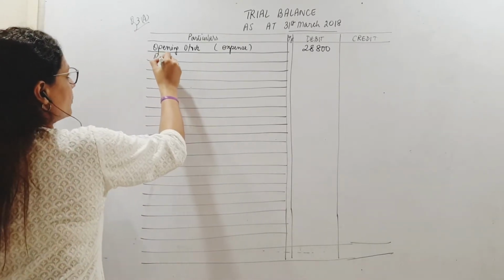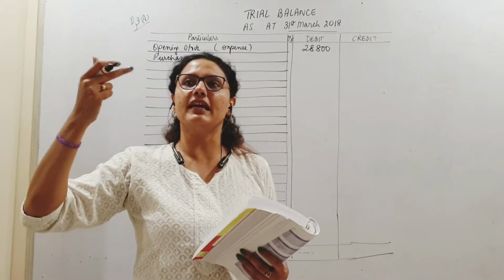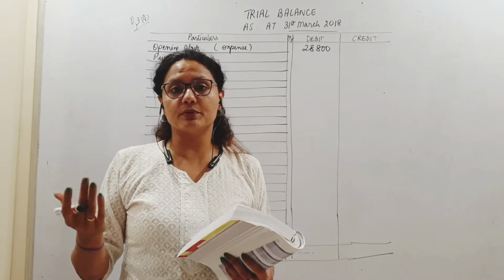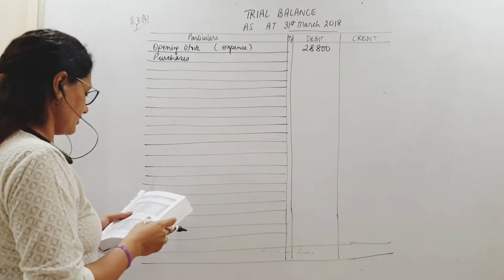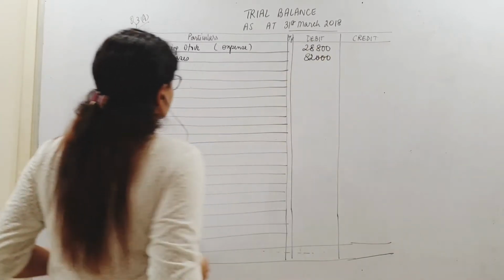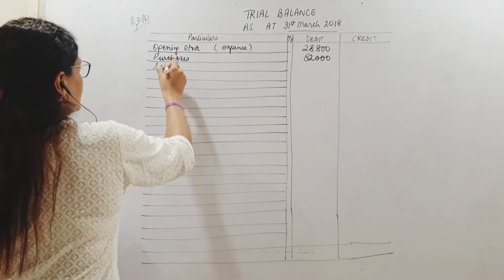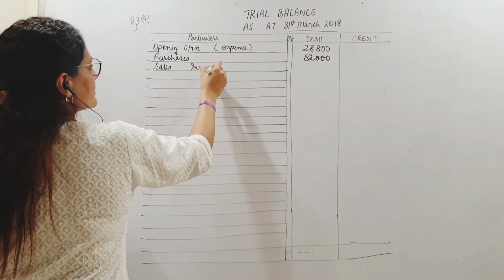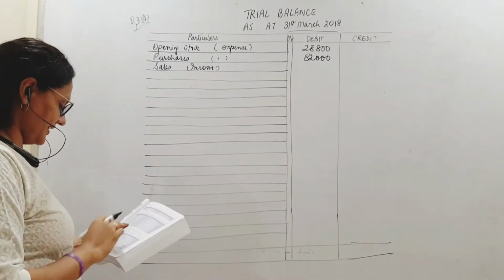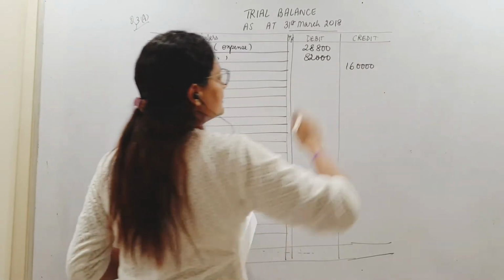Purchases. What are purchases for me? You just have to think in your mind, is it an income, expense, asset or a liability? It is an expense. Yes, purchases is an expense for you, so all expenses go in the debit column. 82,000. Then sales. Sales is income for me, so all income should appear on the credit side. 1,60,000 on the credit column.